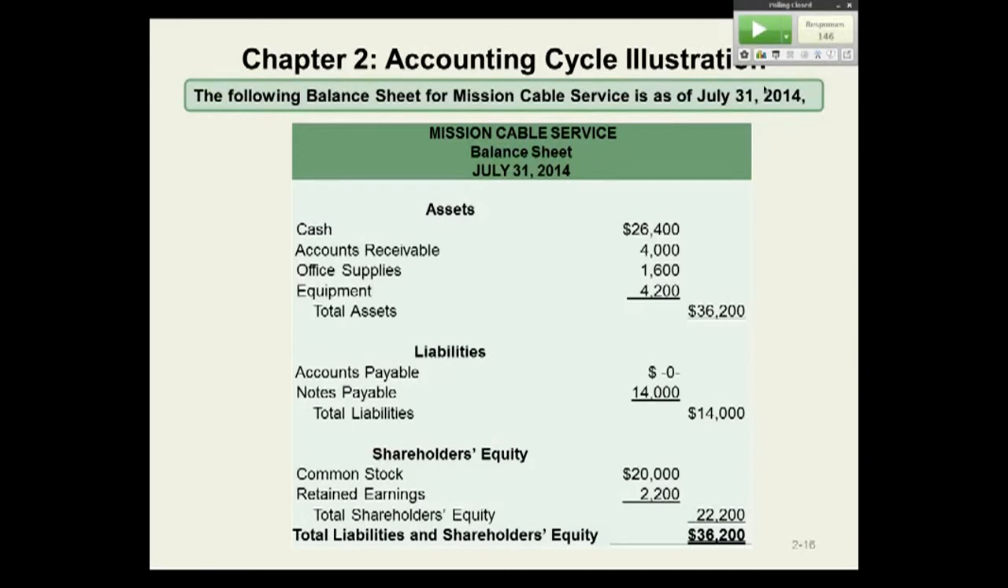Remember, assets are economic resources that have a probability of cash flow in the future. Now office supplies are very much like prepaid services in a way, because you've already paid for the supplies, and as you use them, you don't have to buy them again.